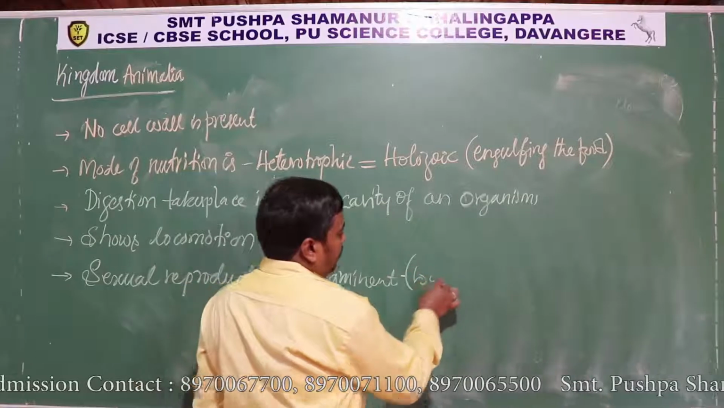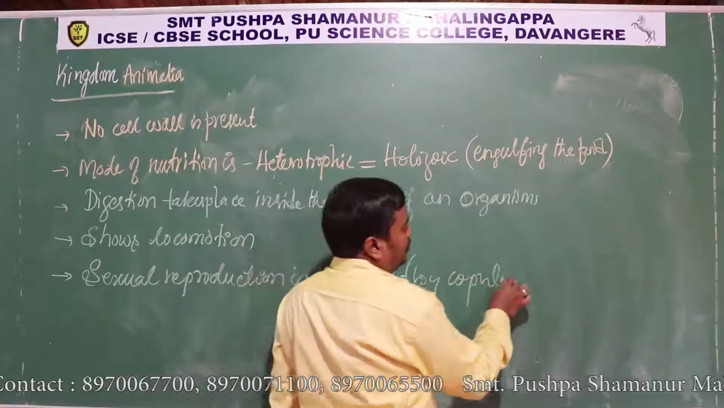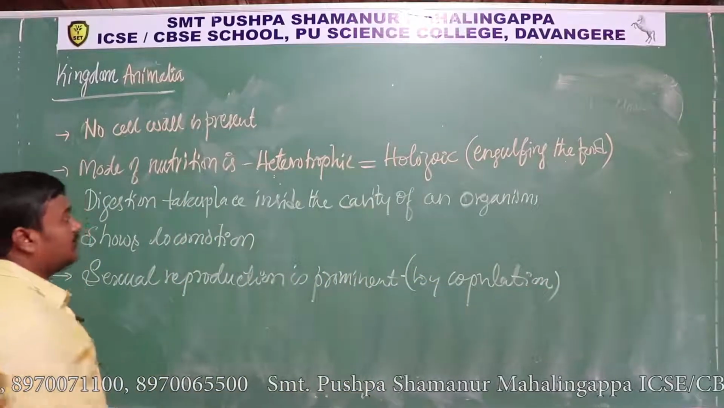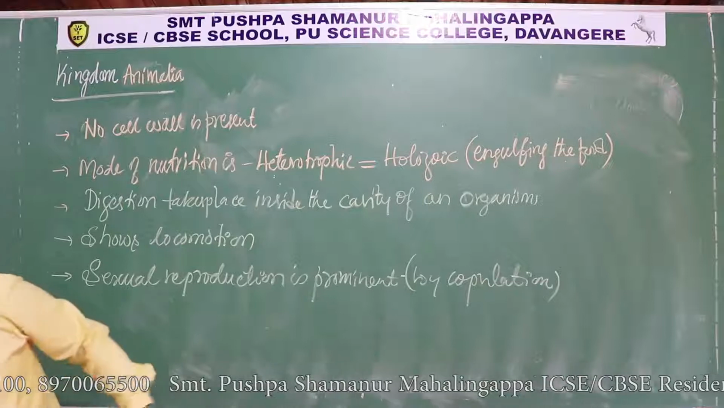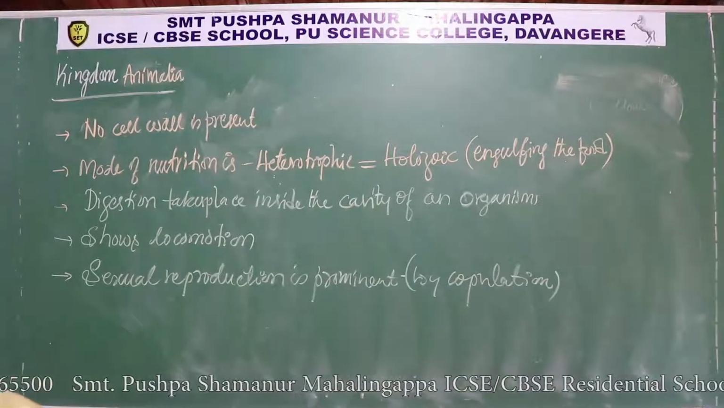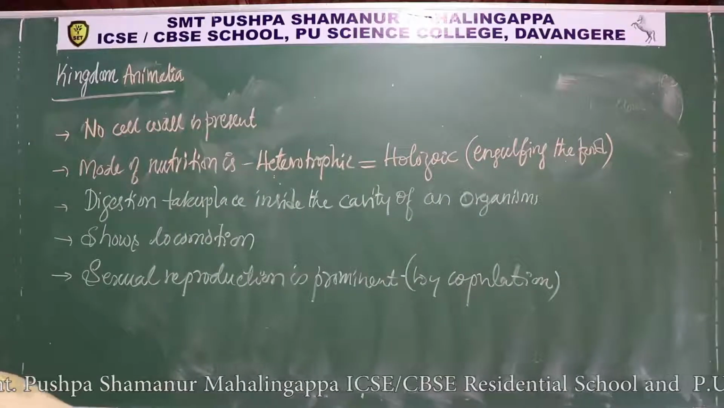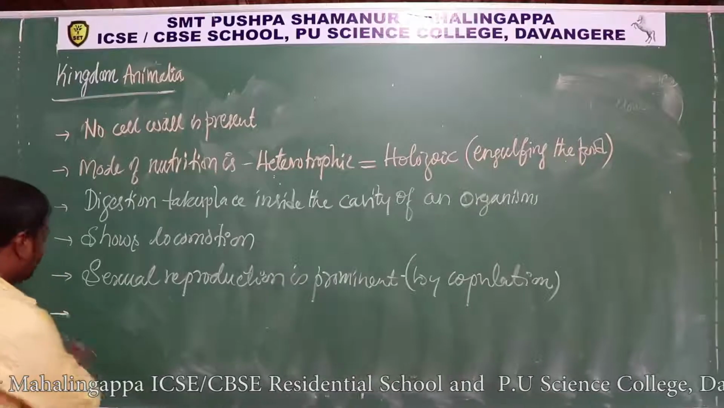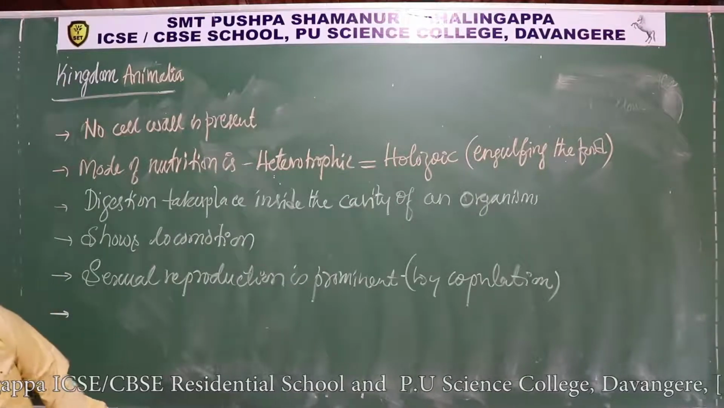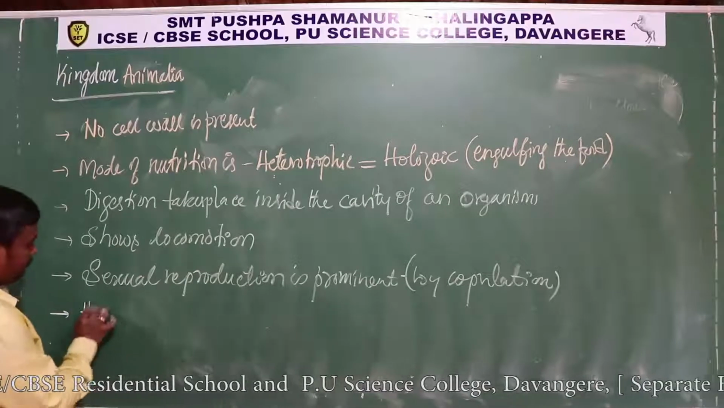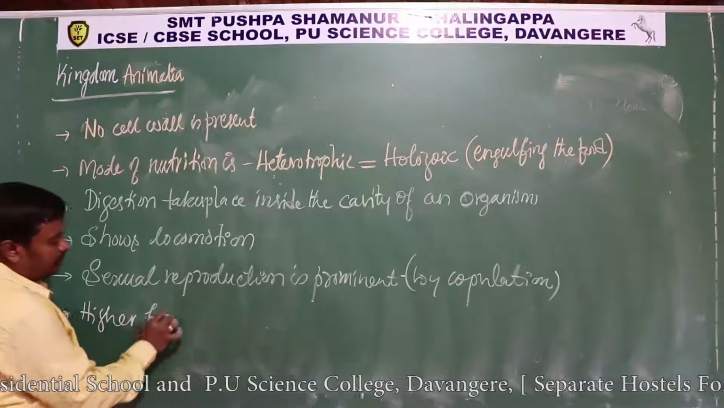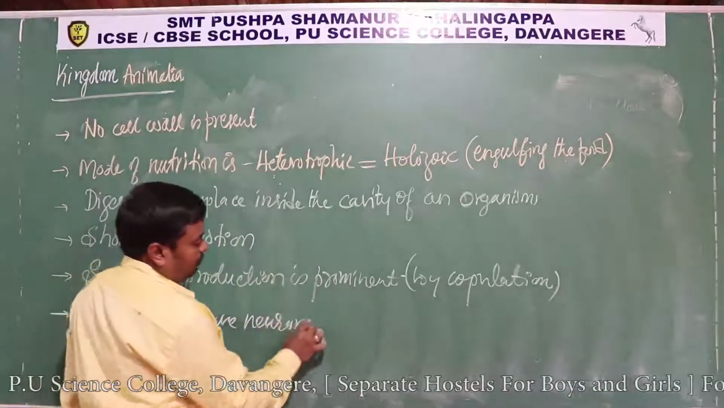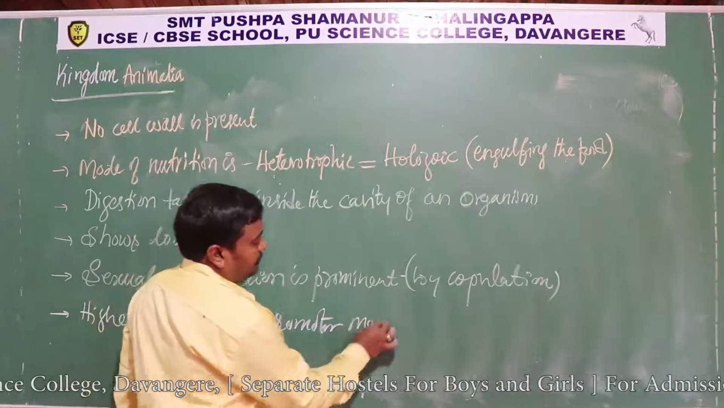And that too by copulation in the sexual reproduction. You are going to learn in detail in the next chapters. Okay, so these are the important characters of the kingdom Animalia. Okay, higher animals have a neuromotor mechanism. Higher forms have a neuromotor mechanism.